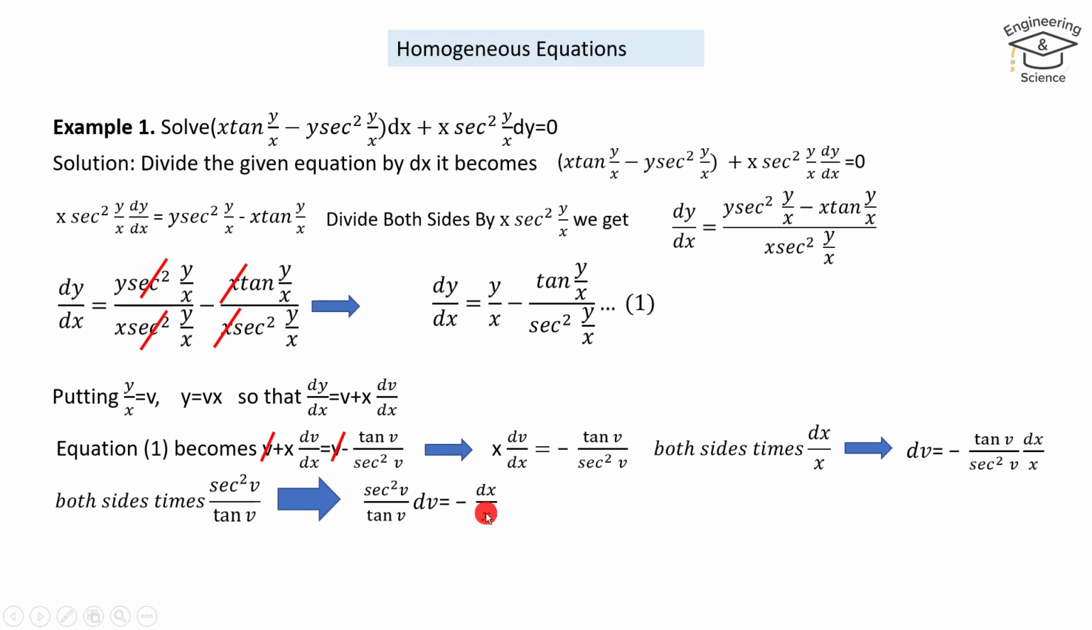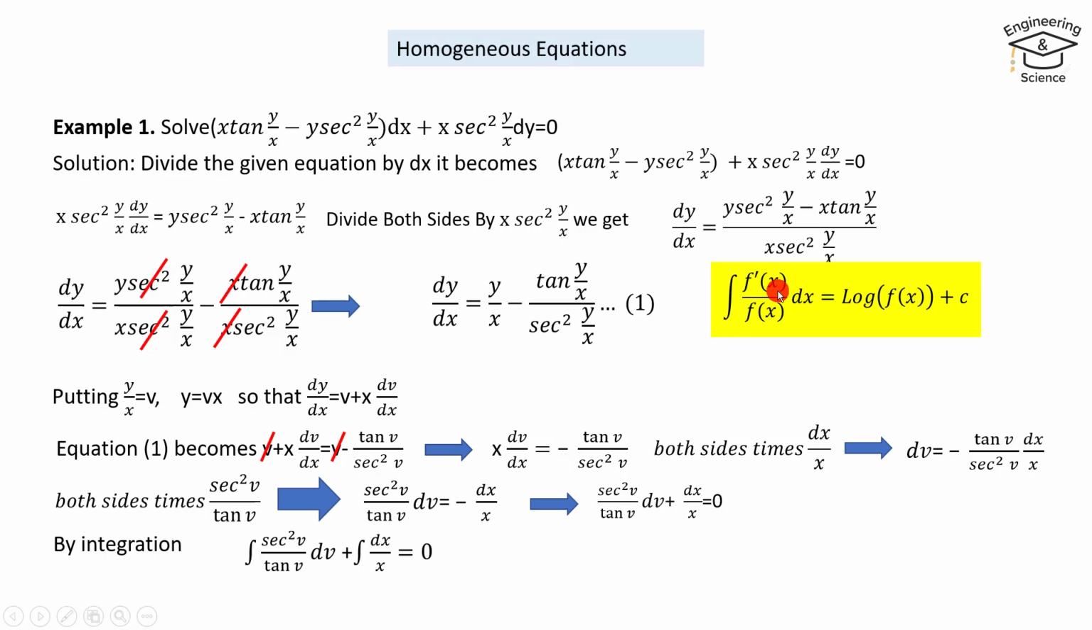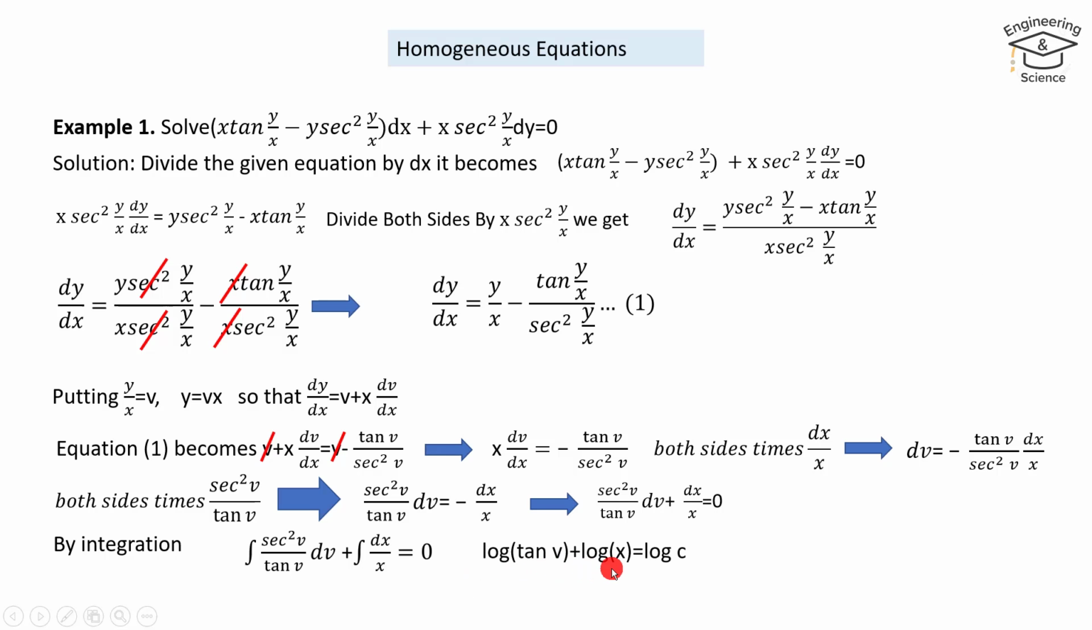If we take this term to the left hand side, it becomes secant square v over tan v dv plus dx over x equals 0. By integration of these two terms, we get the integral of secant square v over tan v dv plus the integral of dx over x equals 0. We know that the integral of the derivative of a function of x over the function of x is log of the function of x plus c. We know that the derivative of tan v is secant square v, so it becomes log of tan v. Regarding this term, the integral of 1 over x dx is log x, so it becomes log tan v plus log x equals log c.